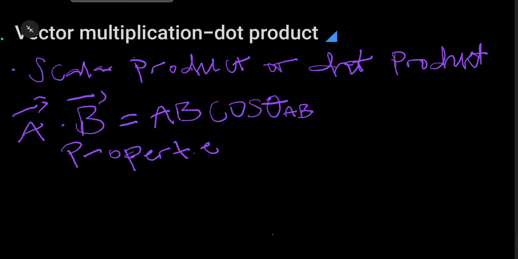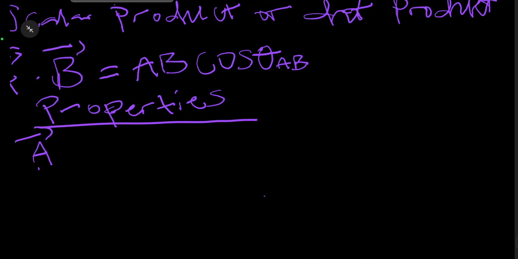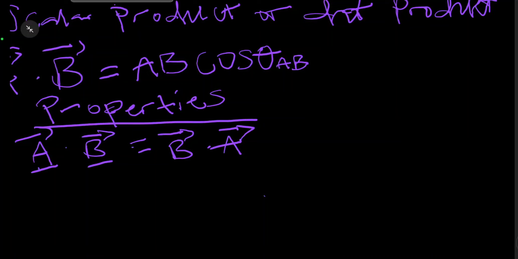Alright, so for our first property, we have that it is commutative. What do I mean by that? I simply mean that, let's say we have vector A multiplied by vector B, we can also write this as B multiplied by vector A. It is commutative. It doesn't really matter which you put first or second.